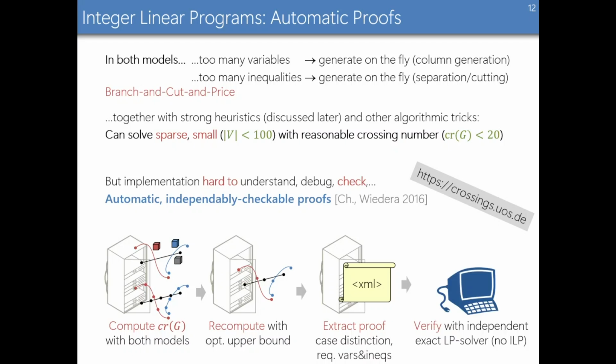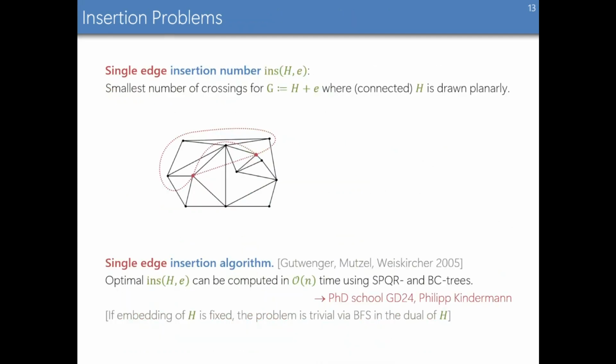And this proof you can then independently check on any other old computer. You don't need any ILP solver. You do need an LP solver, but for that there are exact LP solvers which do not do floating point operations, so they do work exactly, and those you then can use to verify those proofs. Okay, but this only gets you so far. Only very simple graphs are you able to solve with that. What else is there to do?